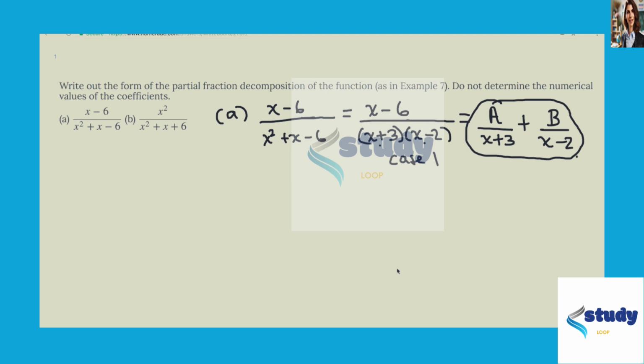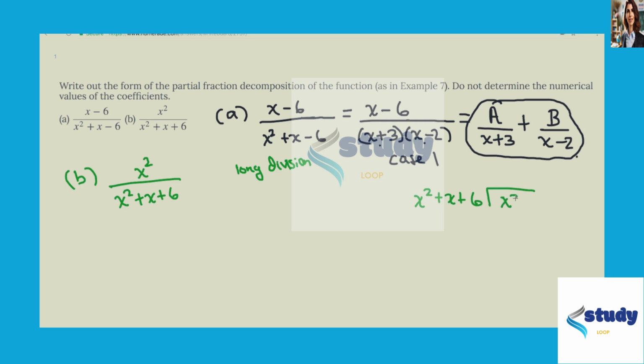Now for part B. Well, first of all, numerator and denominator have equal degree, so we will need long division. Let's go ahead and set that up. Also, at some point, we'll need to know whether or not this denominator factors. So we should use a test.